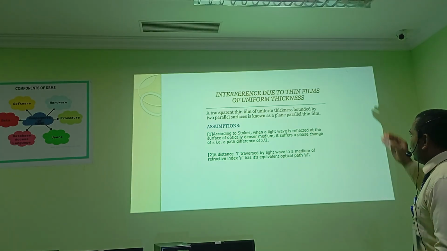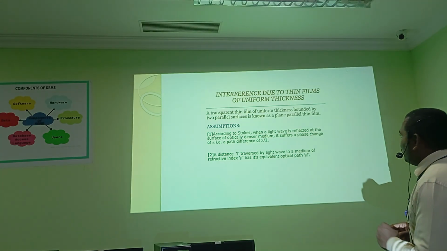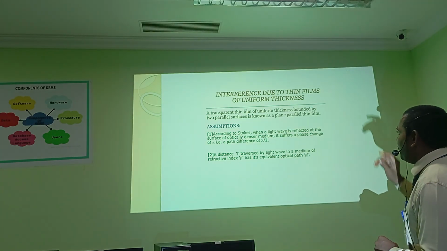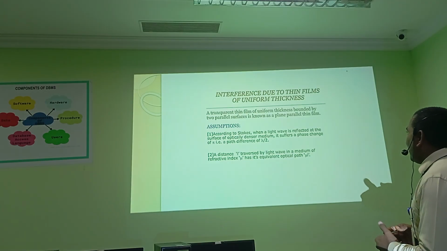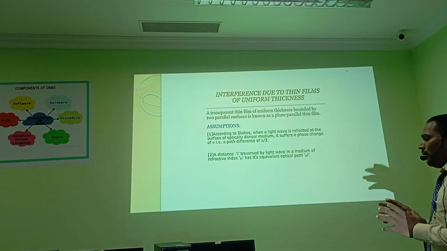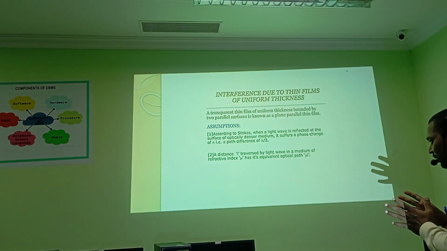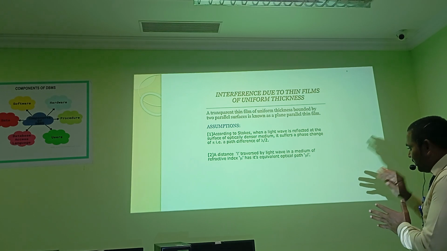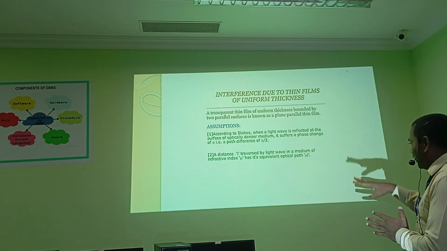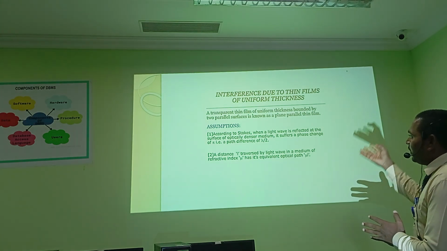Already you know the thin films. The transparent thin film of uniform thickness, bounded by two parallel surfaces, is known as the plane parallel thin film. Plane parallel means the light, instead of passing through the layer of the thin film, will be reflected or transmitted.